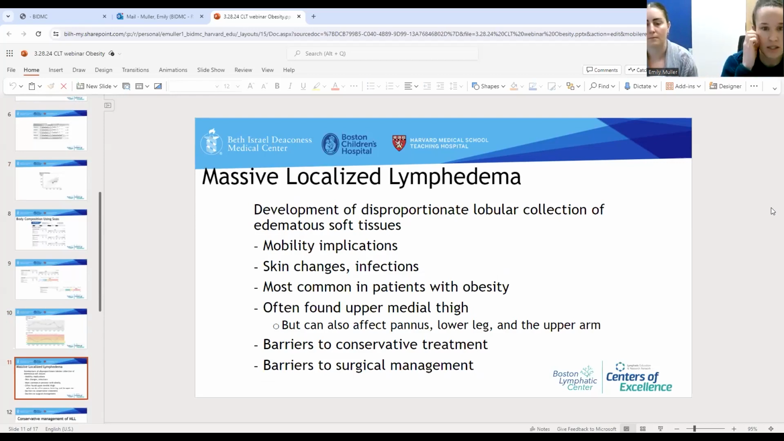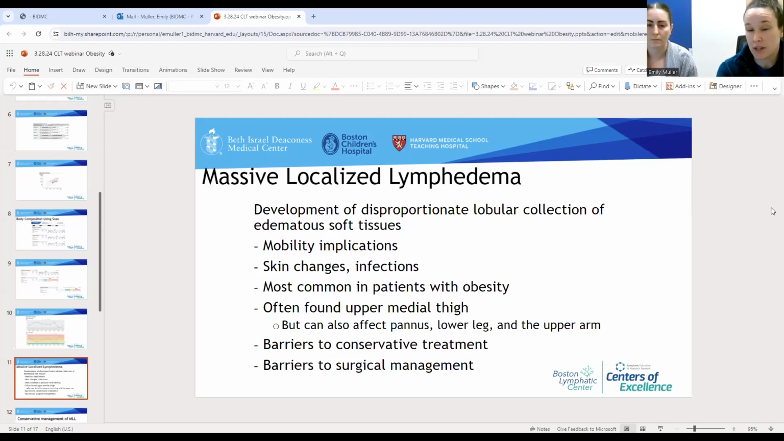MLL has that classic disproportionate lobular collection of the soft tissues with edema. There are a lot of mobility implications. A lot of times the patients have a lobe in their upper medial thigh, making it difficult for them to walk or mobilize. There are often skin changes and potential for infection, wounds, things like that. It is most common in patients with obesity. A lot of the times it's in the upper medial thigh, but it can also affect the pannus, the lower leg, and the upper arm as well.